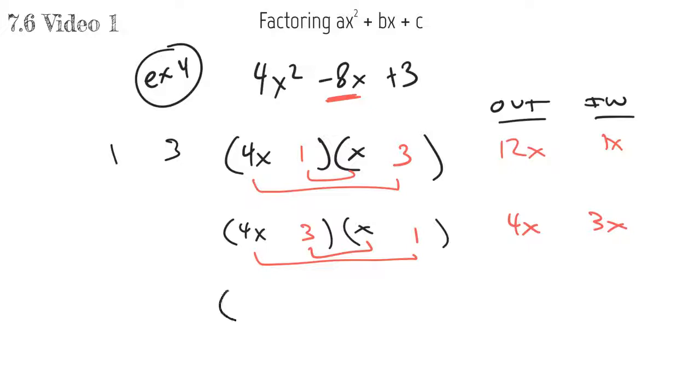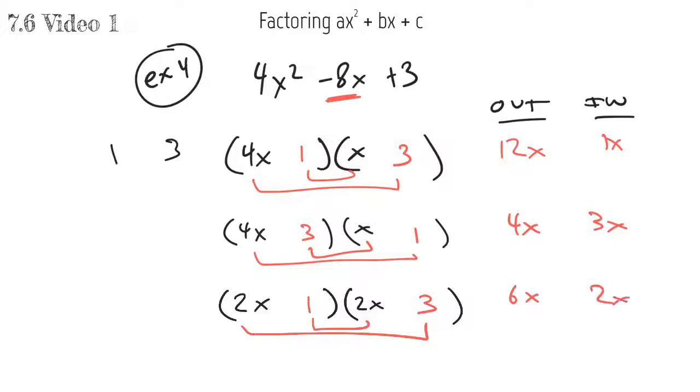So let's switch them to 2x and 2x. Okay, because that's the other way that I could get to 4x squared is by 2x and 2x. Okay, so now we'll try the 1 and the 3. All right, outside is, oops, that's not outside. Outside is 6x, inside is 2x. Ooh, that has potential. Let's see. I want to get to positive 3 for multiplication and negative 8. So if I made them both negative, that should work. Negative 8x. 2x minus 1, 2x minus 3. There's my answer.